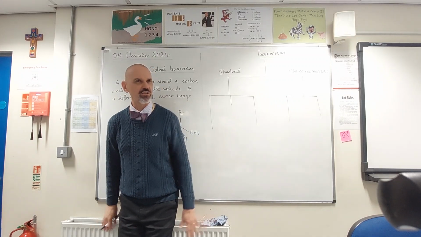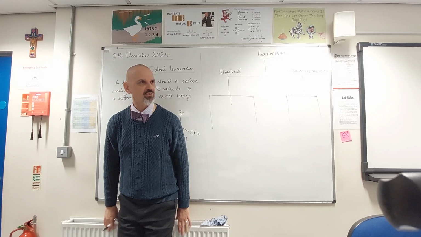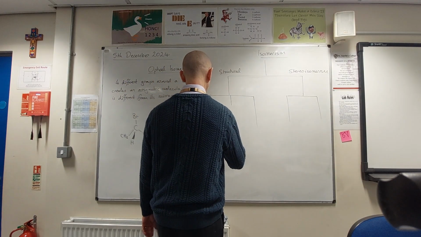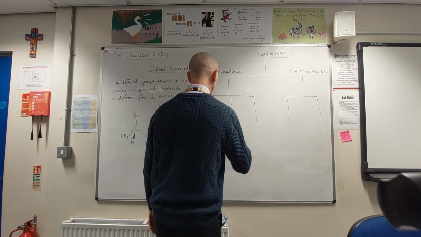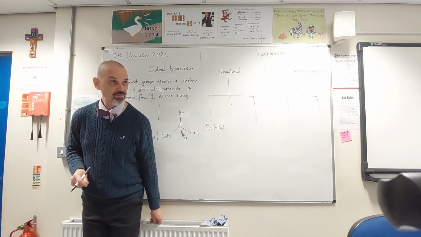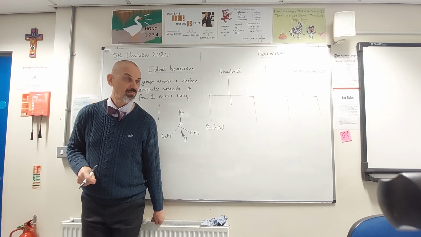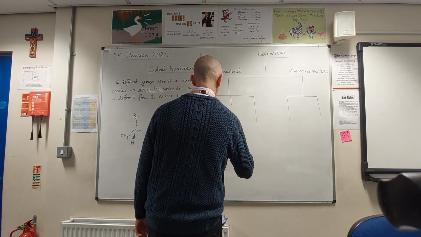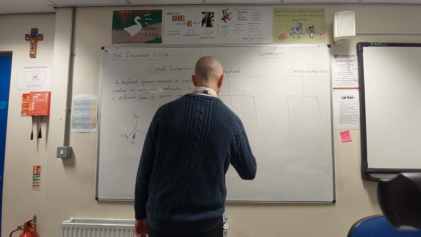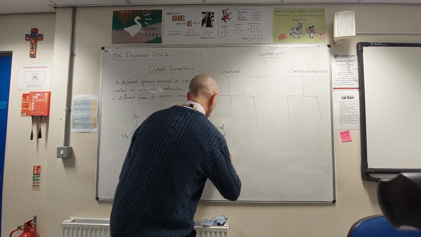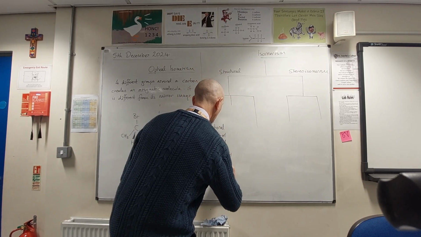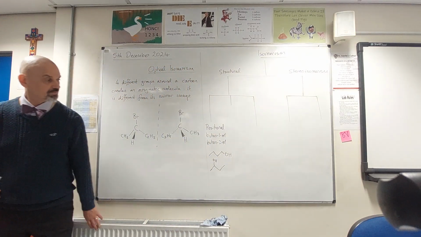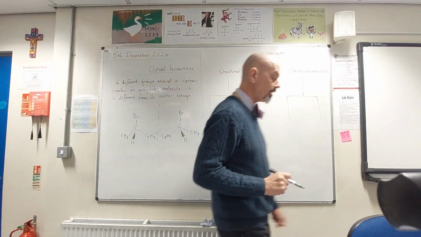Let's start with structural. Zion, can you give me a type of structural isomerism, please? Positional. Great. Could you give me some examples of 2 molecules that are positional isomers of each other? Perfect. So we could write it, or we could draw a little skeletal formula. Those are good.